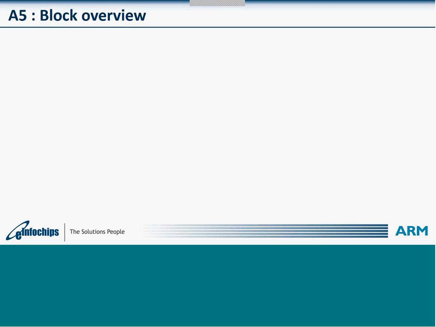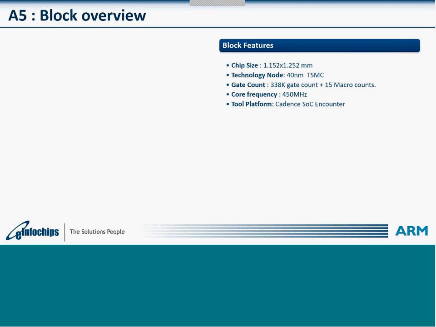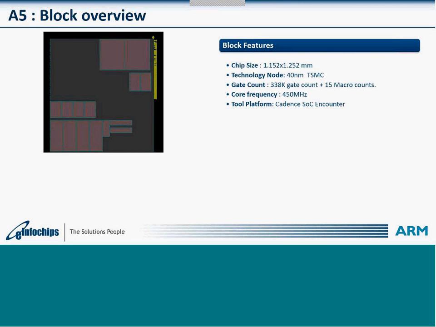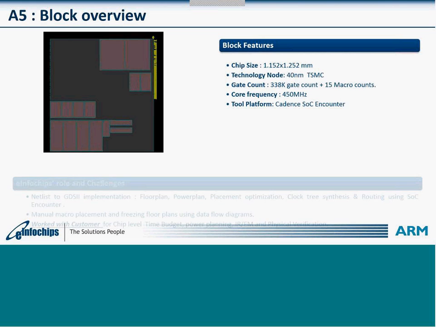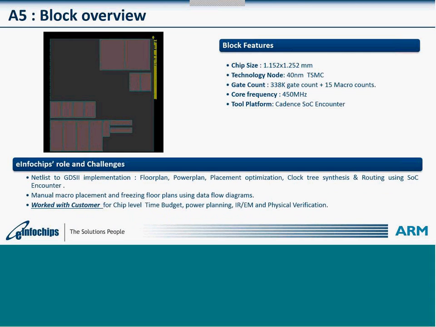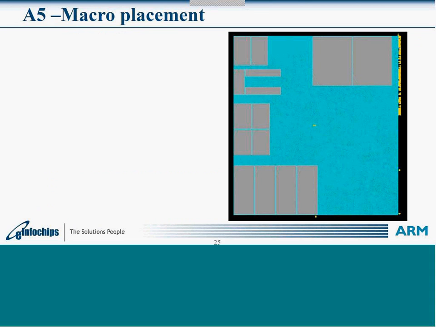So, the A5 block overview. The size of the block is 1.2 mm square, basically 1.152 by 1.22 mm. We have implemented it on the 14 nanometer TSMC process.